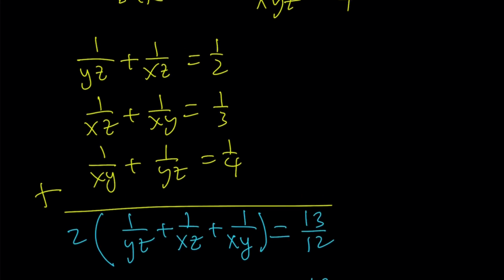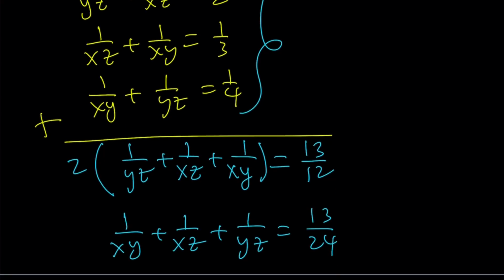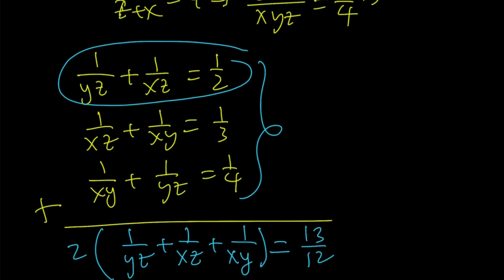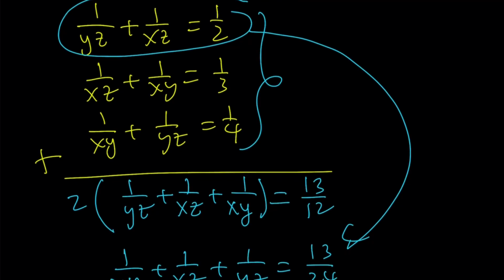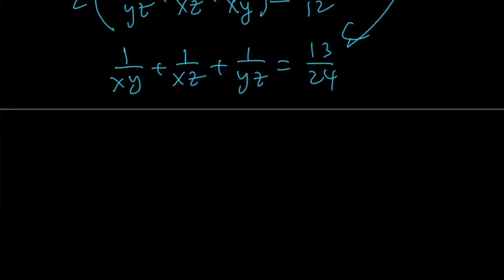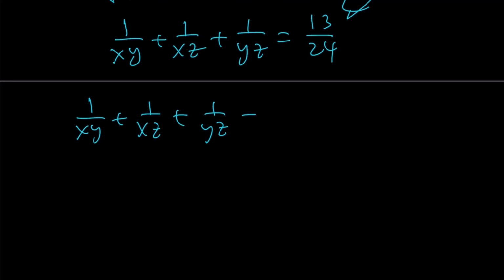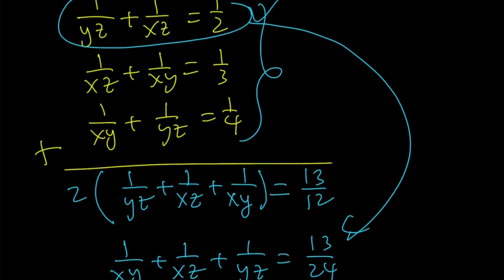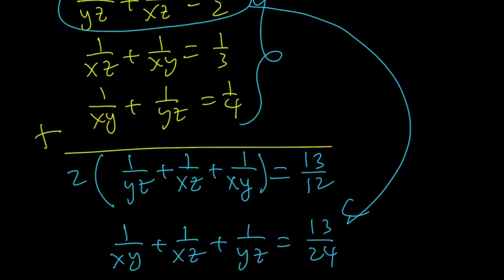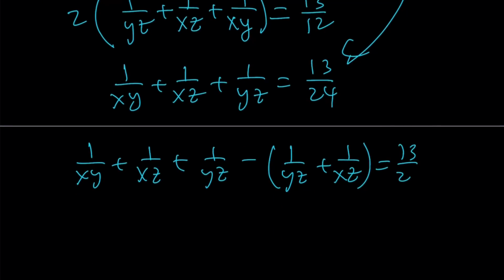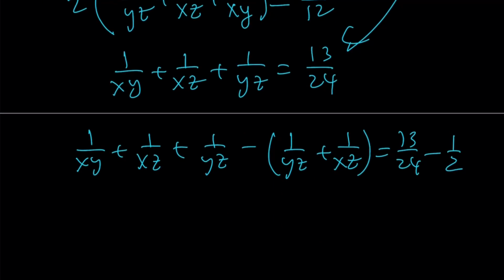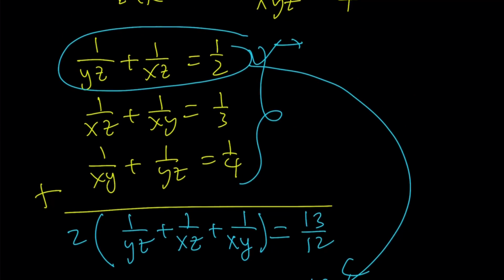Now this is nice because we have the two-way sums, and now we have the three-way sum. So I can plug each one of these into this equation, and that way I'm going to be able to get everything. If you subtract from this equation the first one, 1 over yz plus 1 over xz, that is equivalent to 13 over 24 minus 1/2. And 1 over yz is going to cancel out, 1 over xz is going to cancel out. You're going to end up with 1 over xy.